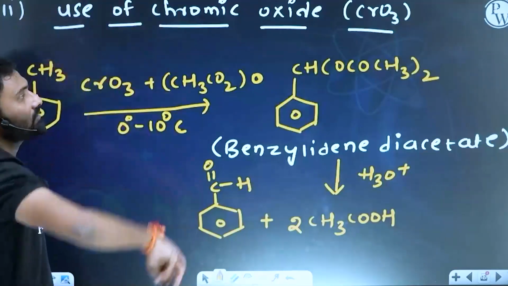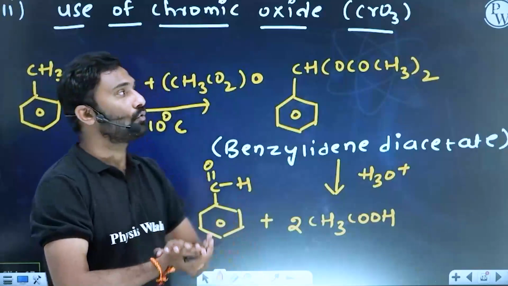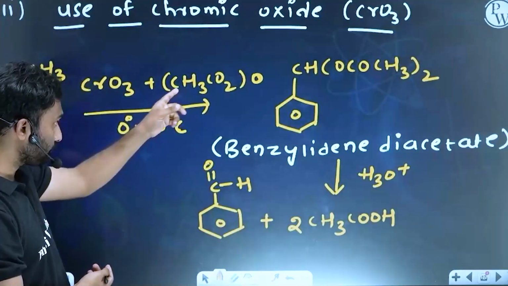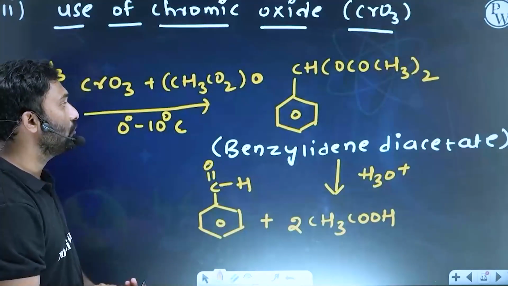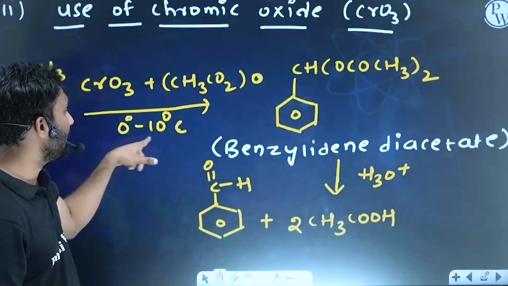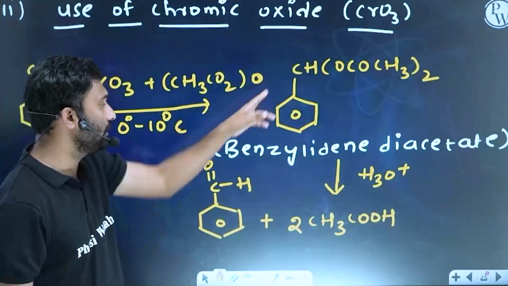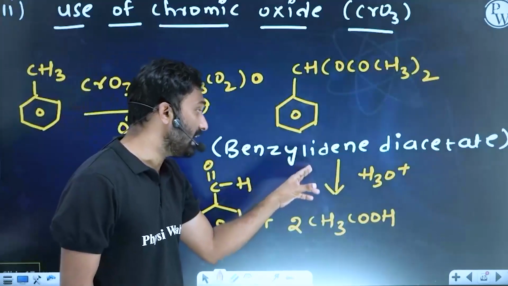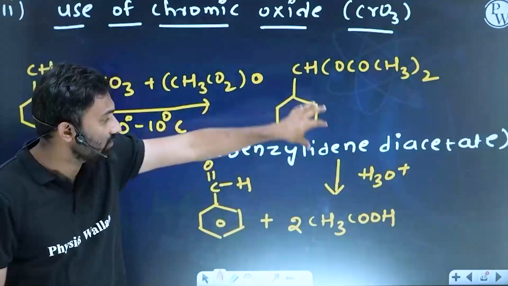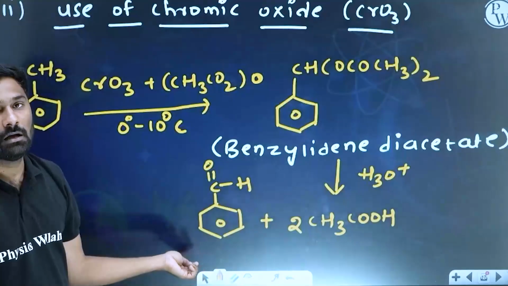Using chromic oxide also we can prepare the aldehyde. Now chromic oxide means what? This is CrO3 plus (CH3CO)2O. This is acetic anhydride, in the presence of 0 to 10 degrees. First it will give the benzylidene diacetate. This will give this intermediate, and this intermediate upon hydrolysis again will give the benzaldehyde.